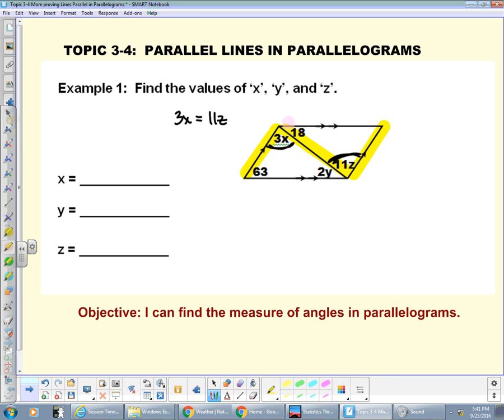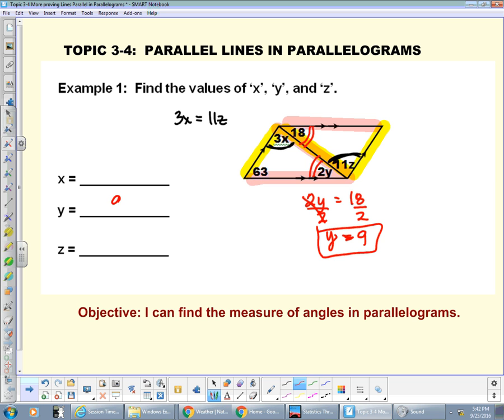So I'm going to trace the next set of lines. I'm going to trace that, and I'm going to trace that. So there's a Z. It's a backward Z, but it's still a Z. And what I learned from that is that the angle that's 18 is congruent to the angle that's 2y. And this I can actually solve. 2y equals 18, divide both sides by 2, y equals 9.